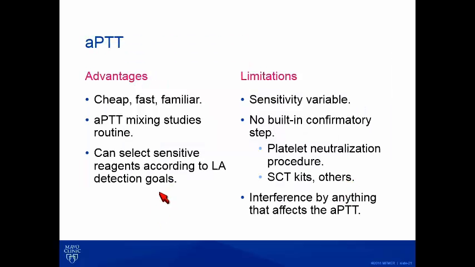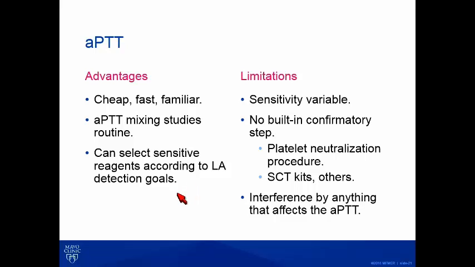So what are the advantages and limitations of an APTT-based system? Of course, the APTT, we're familiar with it. It's cheap. It's fast. APTT mixing studies can be performed routinely and are often available around the clock at many institutions. So if you're trying to figure things out at 2 in the morning, that can be helpful. And then in your lab, you can select PTT reagents that are sensitive or insensitive to a lupus anticoagulant according to your goals of lupus anticoagulant detection.